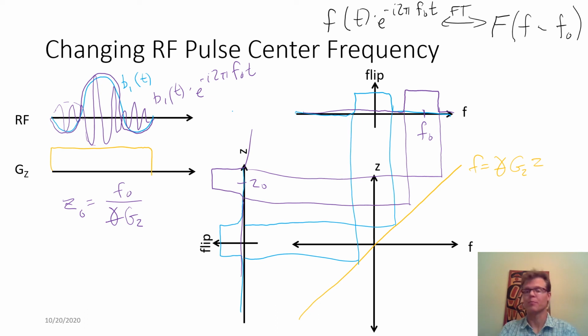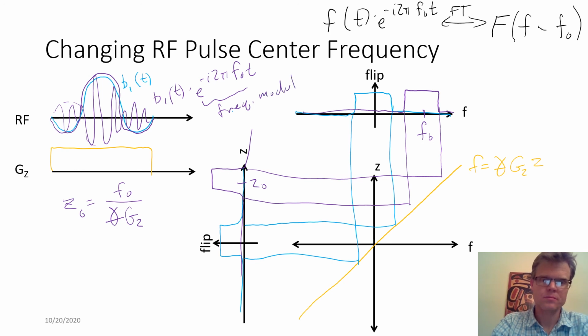Okay, this becomes very important because we don't want to just excite our slice at what is in this picture the isocenter. We want to do a bunch of slices. So we're going to be routinely doing this type of what is called frequency modulation. This is going to have the effect, a desirable effect, of moving our slice position.